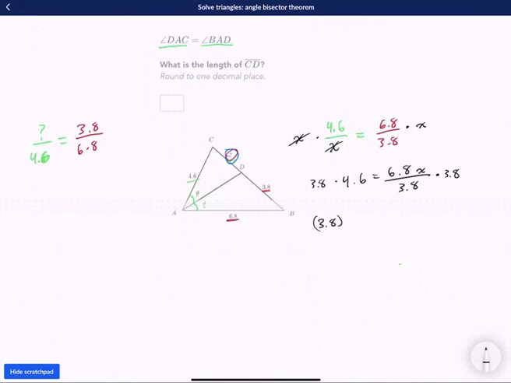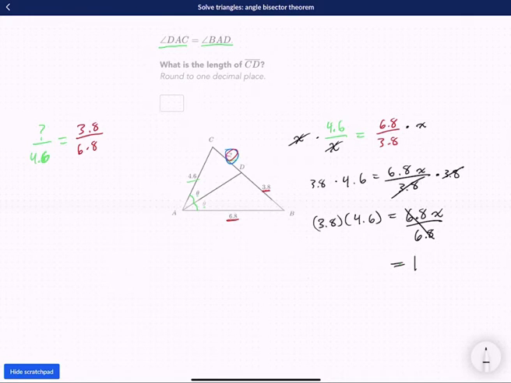Now I'm going to use parentheses instead of that little dot because we got decimals going on, and it's looking kind of confusing. And now I have, see these cancel out over here, we have 6.8 times x. Now how do you get the x alone? What did you do in algebra? We did the inverse. And so instead of multiplying by 6.8, I'm going to divide by 6.8.